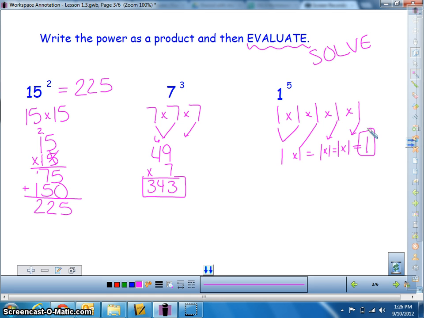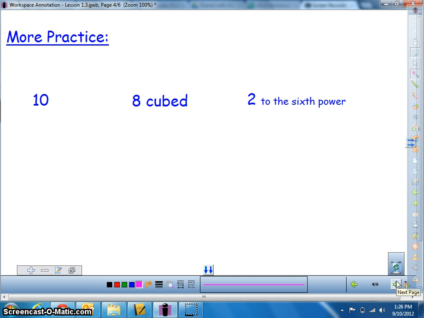So let's keep moving. We have more practice here. Oh, looks like I forgot to add this in here. Let's try 10 to the 4th power, all right? Then we have 8 cubed and 2 to the 6th power. I want you to pause and try and do these ones on your own.